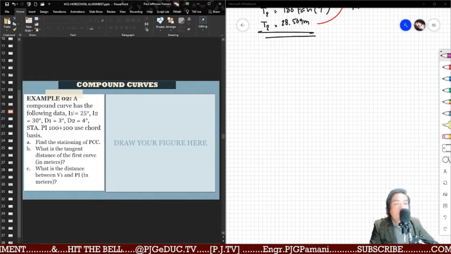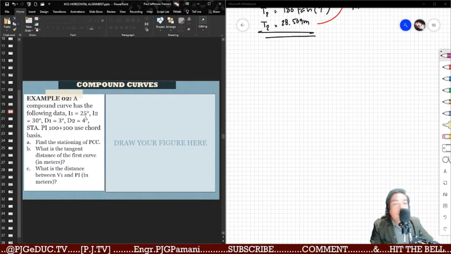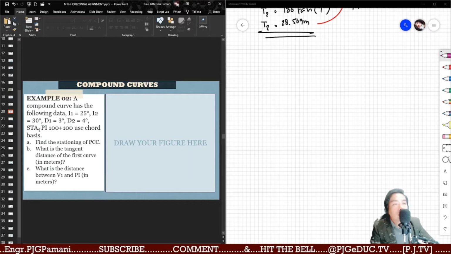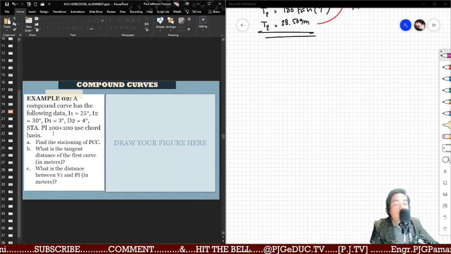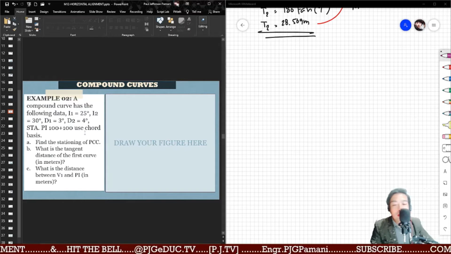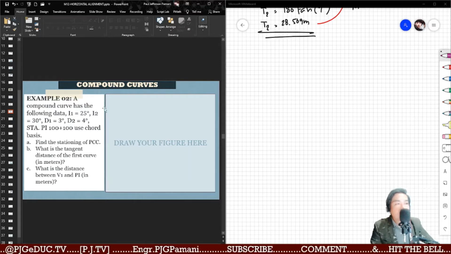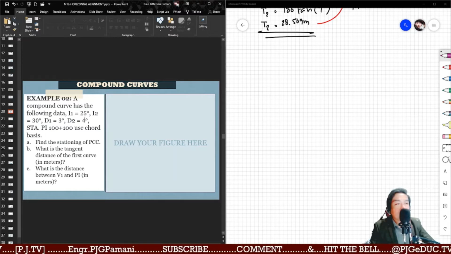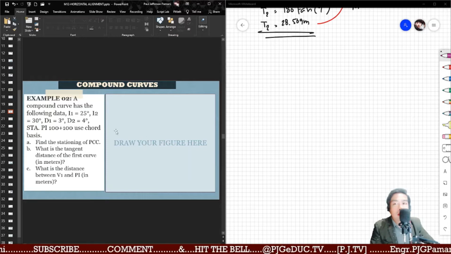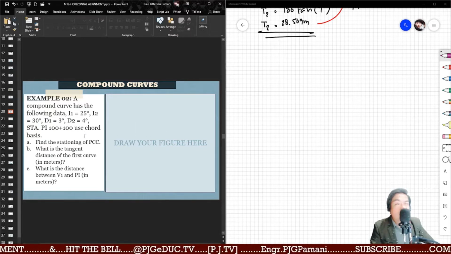The central angle or the angle of intersection for the first curve is 25 degrees, and the central angle for the second curve is 30 degrees. The degree of the first curve is 3 degrees, and the degree of the second curve is 4 degrees. Remember, I think we have the same example referring to degree of curvature from your simple curve. Almost the same, just with one more curve added.